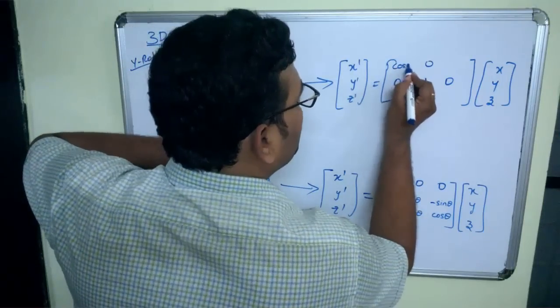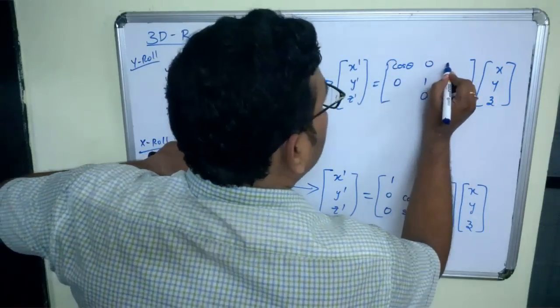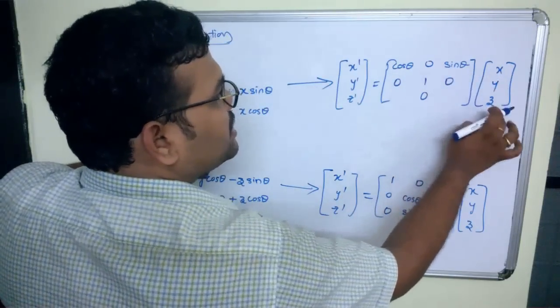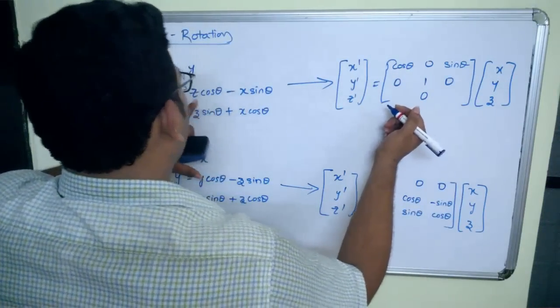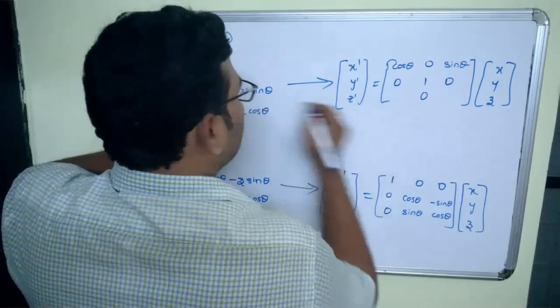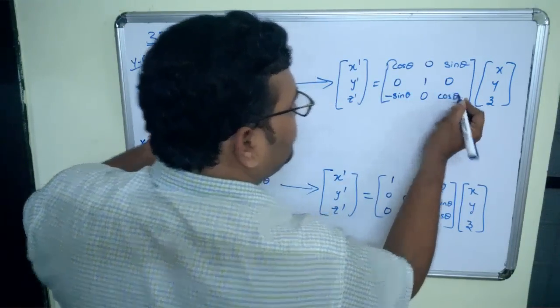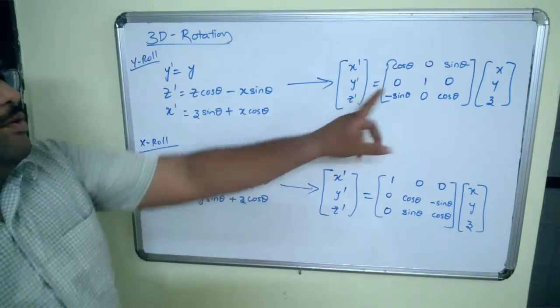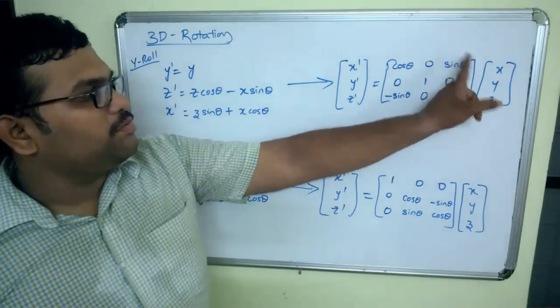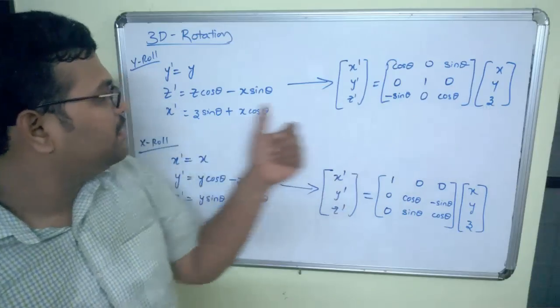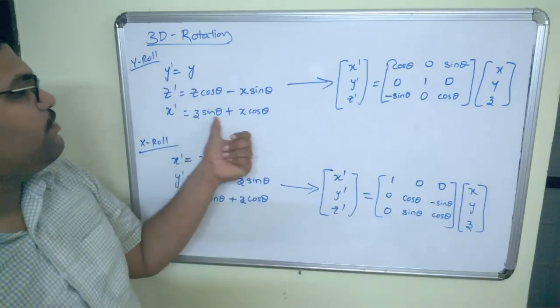So here it will be cos theta, here it will be sin theta. So x cos theta plus z sin theta, and here z dash is equal to x sin theta. So minus sin theta here, and here it will be cos theta. So if you multiply this, x cos theta plus y sin theta, so plus y into 0 plus z sin theta, that is the x dash formula.